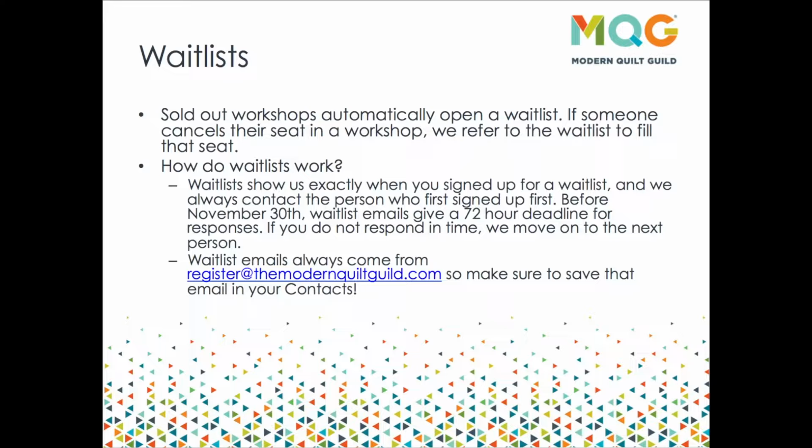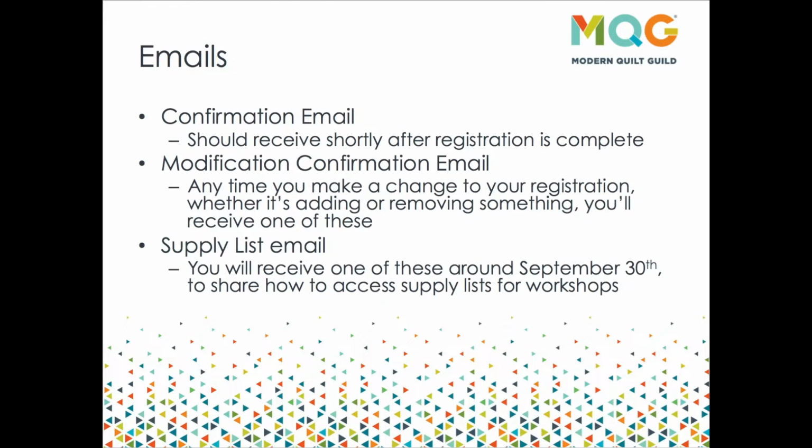The waitlist emails will always come from us at register@themodernquiltguild.com. So it's a good idea to go ahead and save that email address in your contacts so that you can prevent it from winding up in your spam or junk folder, and to check your email regularly. Make a note on your calendar to check your email on a regular basis if you are hoping for waitlist seats, especially if you are not normally an email checker for the address you're using for your registration.